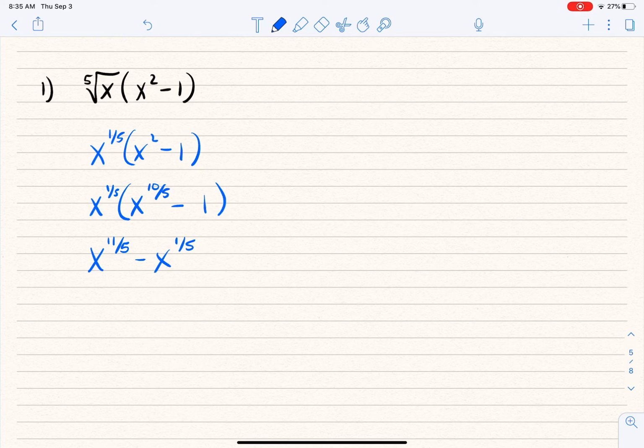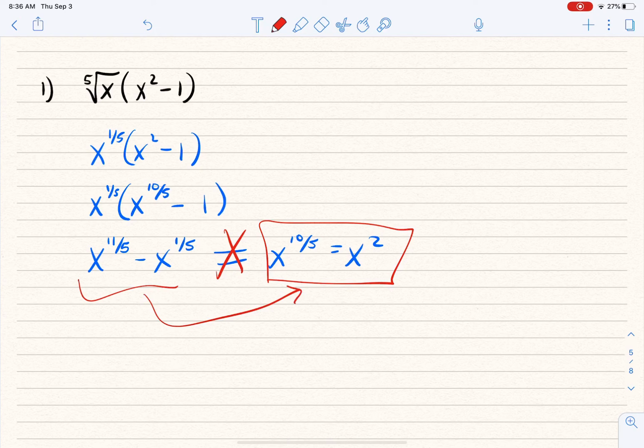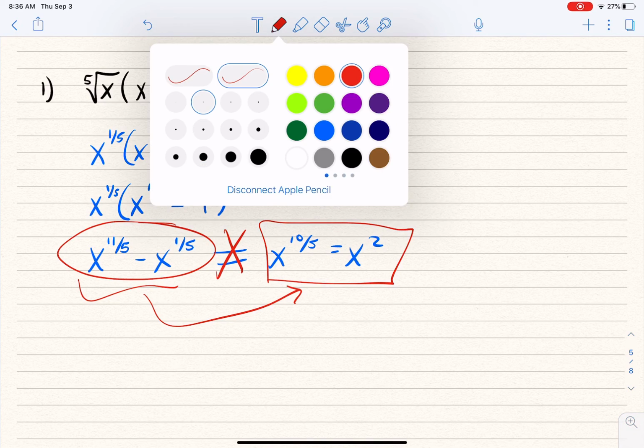And you cannot say that x to the 11/5 minus x to the 1/5 is x to the 10/5. Therefore, it's x squared. Do not do that. Whatever you do, none of that is true. This statement is true, but you can't get from here to there. That is not true. So this is your final answer. All right, moving on.